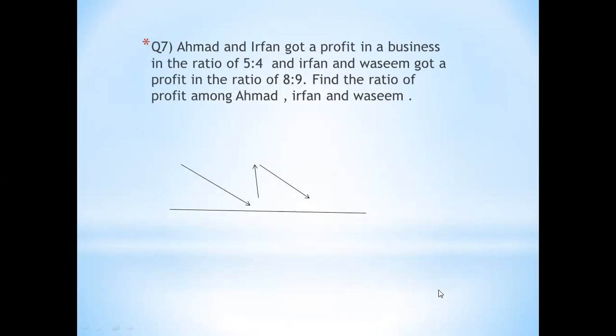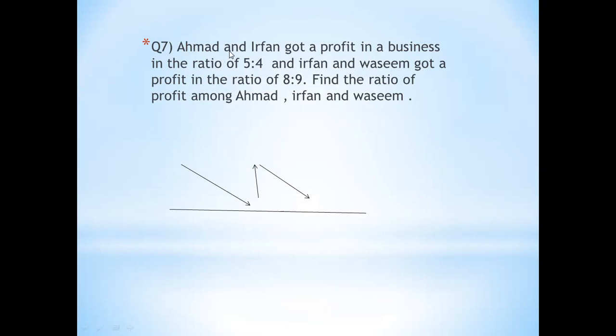Now come to the next question, question number 7. Ahmad and Irfan got a profit in a business in the ratio of 5 ratio 4, and Irfan and Wasim got a profit in the ratio of 8 ratio 9. Find the ratio of profit among Ahmad, Irfan and Wasim. Now look at the question, which one person is repeated? Irfan. In the first one, Irfan, and in the second one also Irfan.